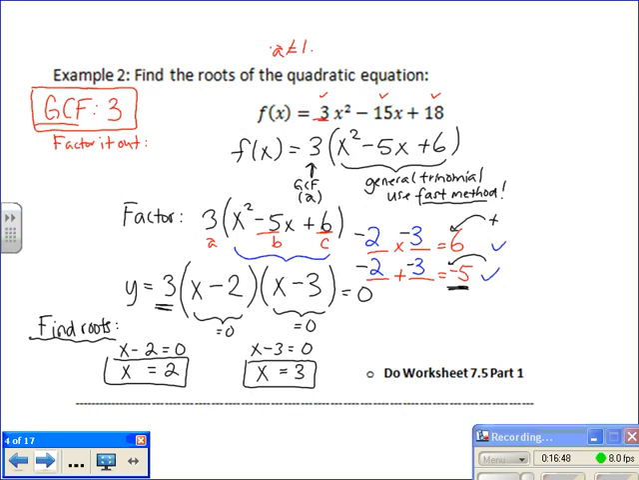Excellent. I'd like you to try worksheet 7.5 part 1. And do pay attention to the number in front of your x squared, so your a coefficient, and always be looking first for GCF to factor out. And if you can, then if you're left with a general trinomial, we can use that fast method of factoring.